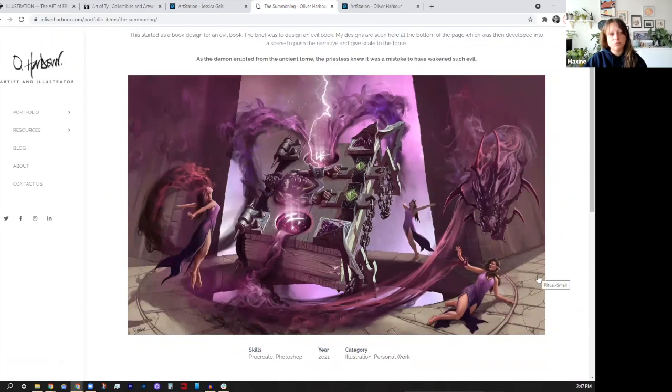So we do have a school assignment in the program where one of the first assignments is to create a demon book. And so Oliver has taken that and he's built upon that and now created a whole scene. Now it's an illustration. It's not just a concept anymore of a book. Now it tells a story. And I remember seeing this in the early stages, like posting it to Slack and stuff like that. It's so cool to see how he's developed it into something else.